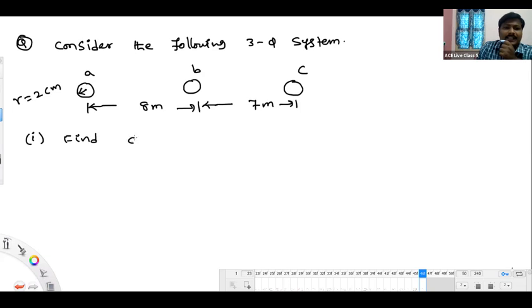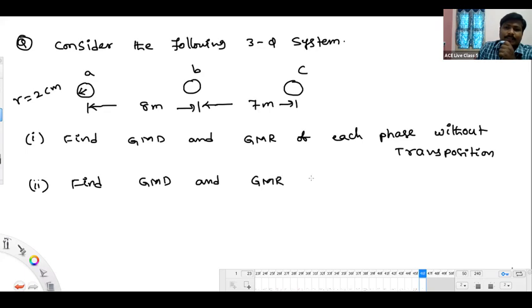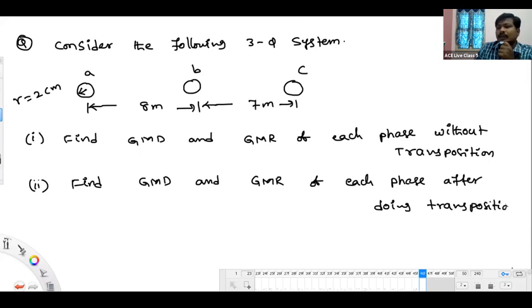First part: find GMD and GMR of each phase without transposition. Very simple question. Second one: find GMD and GMR of each phase after doing transposition. After doing transposition, we have to find out GMD and GMR. Okay, kindly go through this one.